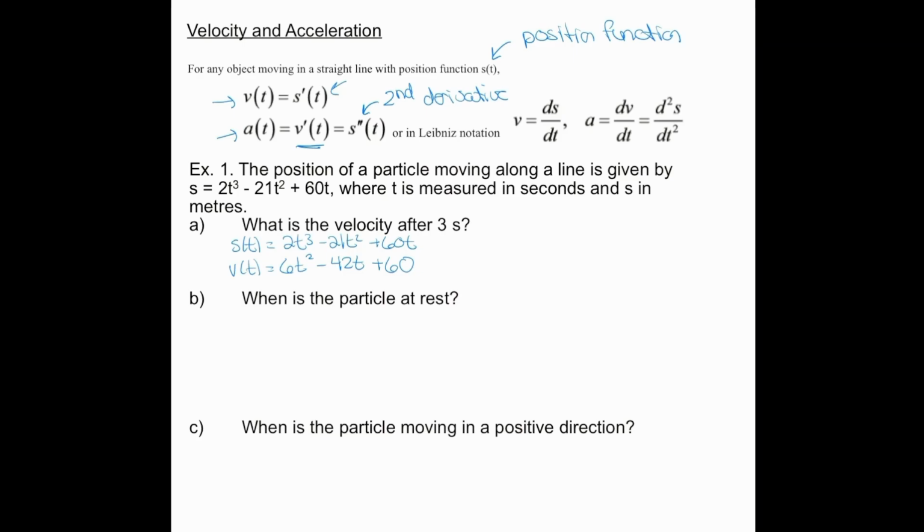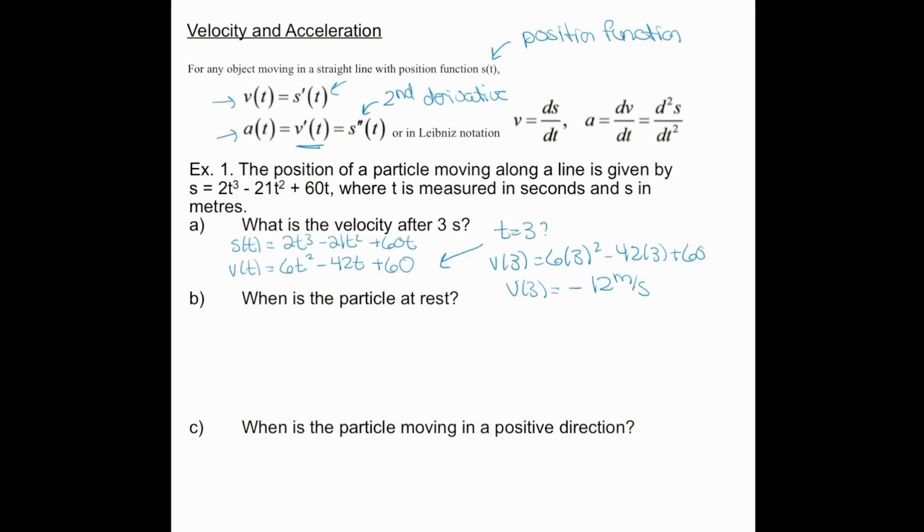So what I need to do here is say, well, when time equals 3, what is my velocity? So my velocity when time equals 3 is equal to 6 times 3 squared minus 42 times 3 plus 60. So when time equals 3, my velocity is going to be negative 12 meters per second. Don't worry too much about the negative. That's just indicating the direction.